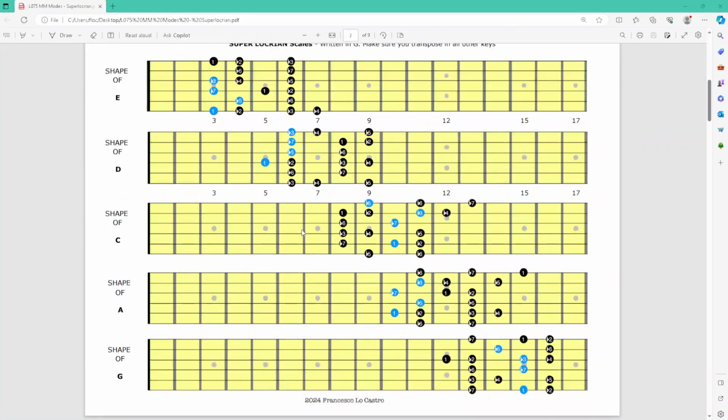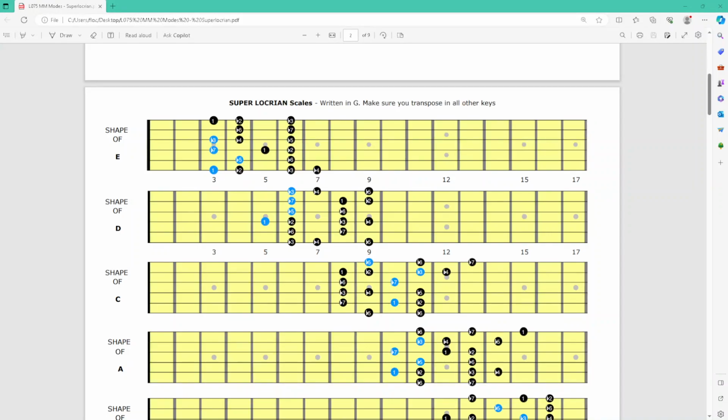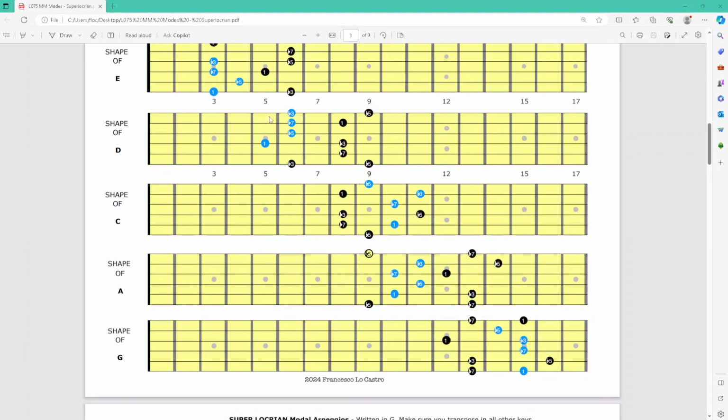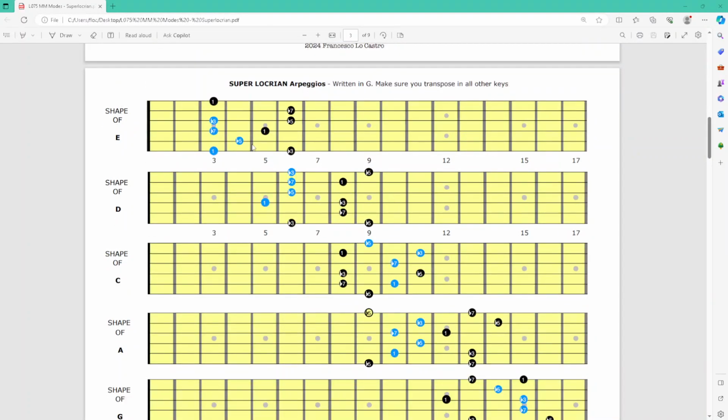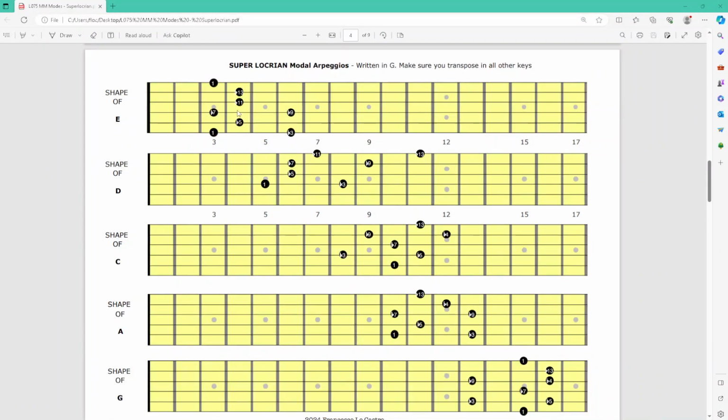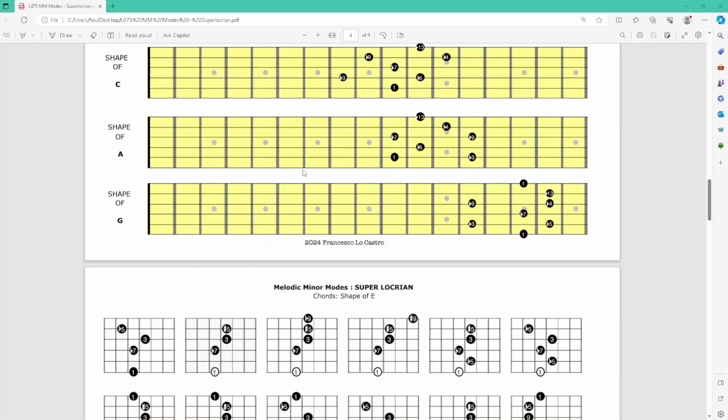Here, in terms of PDF, you have the super Locrian scale on the key of G all across the neck. It's written in G, but you might want to transpose it in all other keys. Here is the arpeggio, in this case a half diminished arpeggio, obviously. And here is the modal arpeggio. So you have here the flat 11, the flat 13, the flat 9. So literally the entire vertical structure.